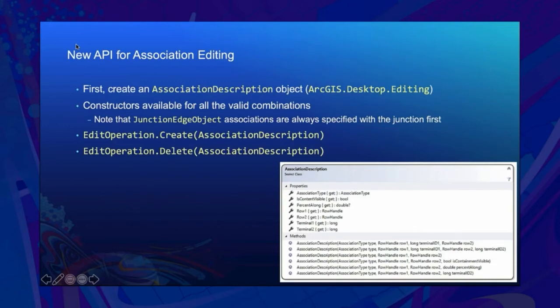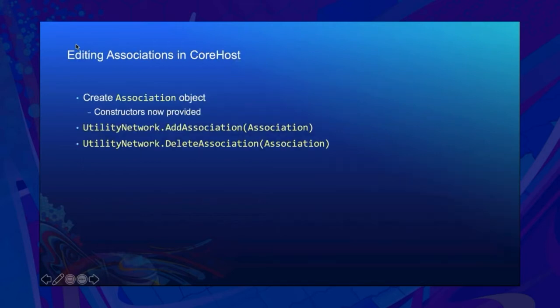And we also have a new API for editing associations. The old routines have been marked as deprecated, although they will still work. Using the ArcGIS.desktop.editing API, you can now create an association description object which describes the association you want to create. And we have a full set of constructors for all the different possibilities. Note that for junction edge object associations, you always specify the junction first. Once you've created this association description, you can then pass it to create or delete to make those edits.